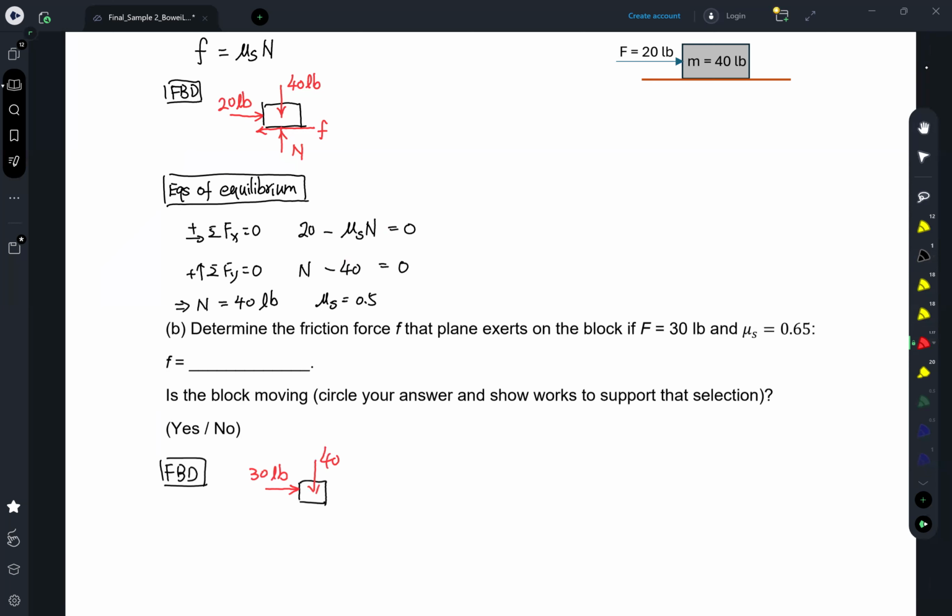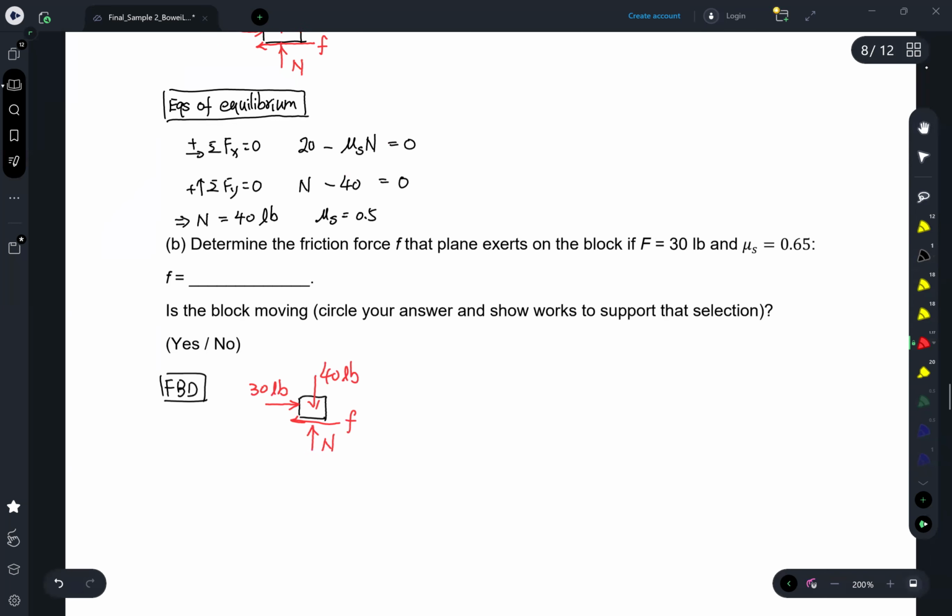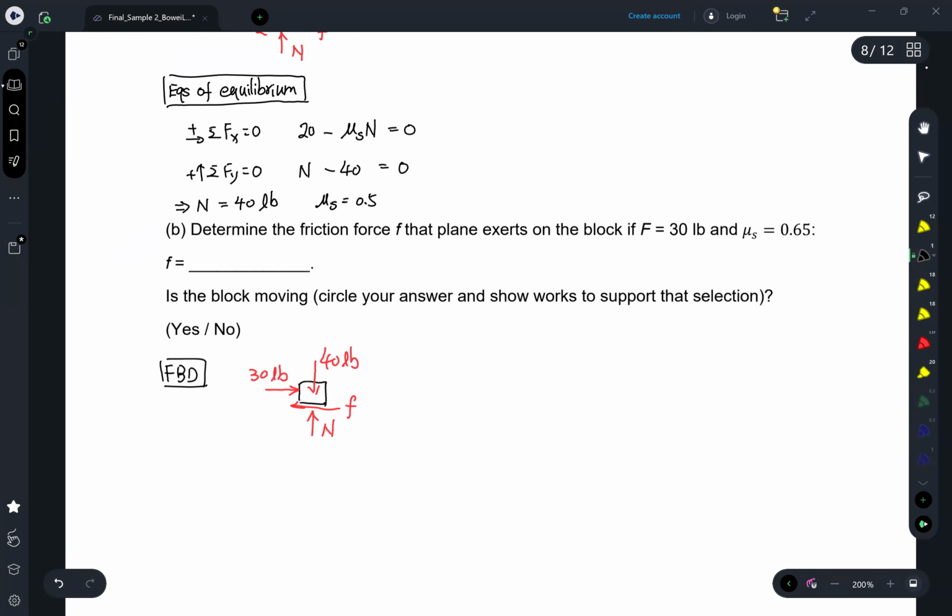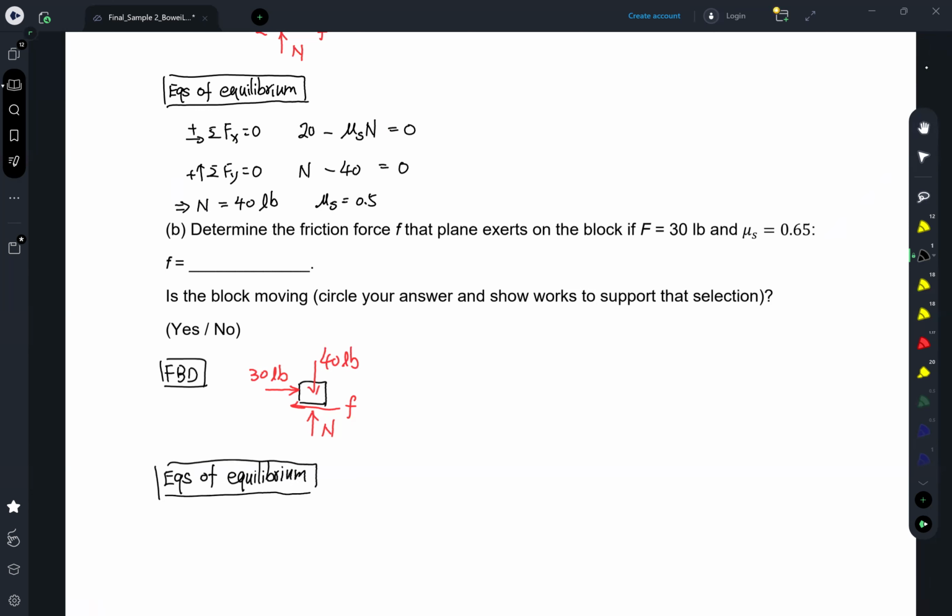Gravity, 40. Friction, again, is opposite to the external force. Normal force N. Okay, so now, second step, equations of equilibrium.